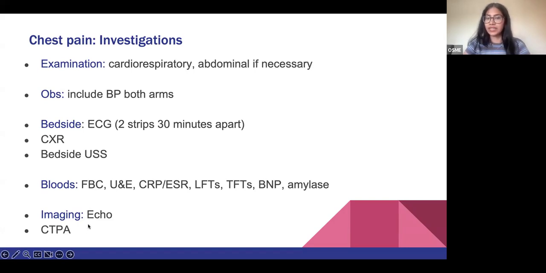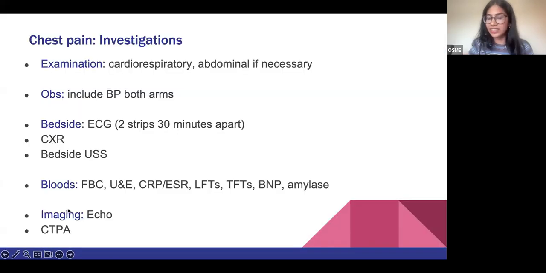Imaging will be dependent on your top differential, but key ones to remember are CTPA to rule out PE, and echo for valvular pathology, and if you think they have heart failure, to measure the extent or the severity of heart failure, because you can measure ejection fractions.